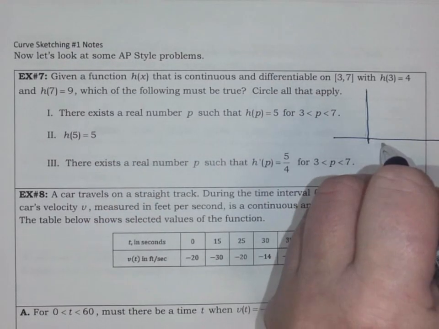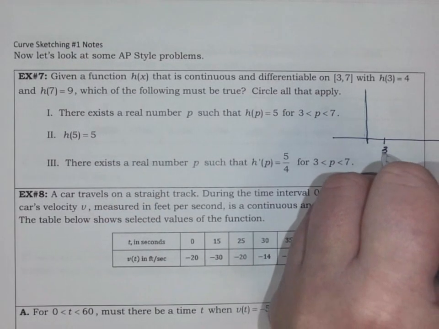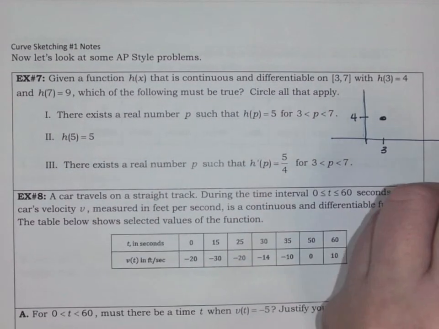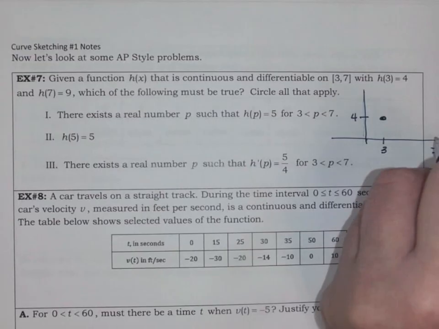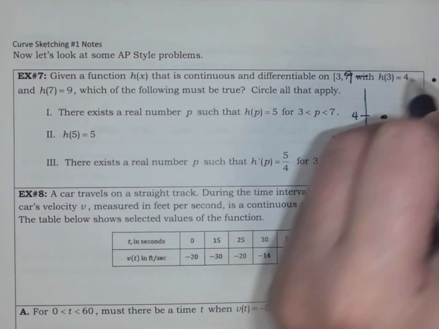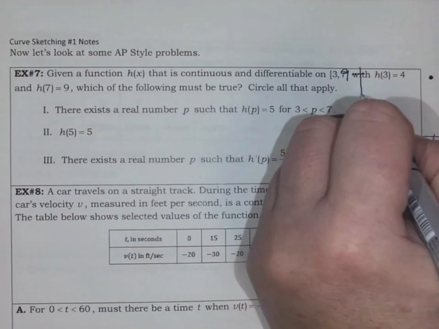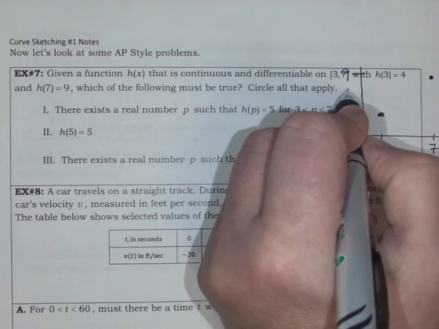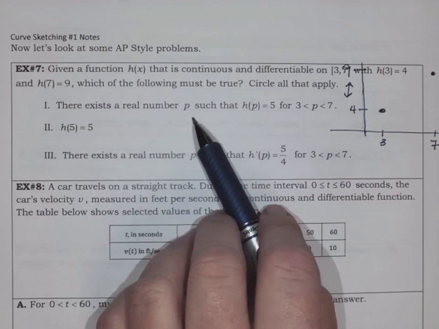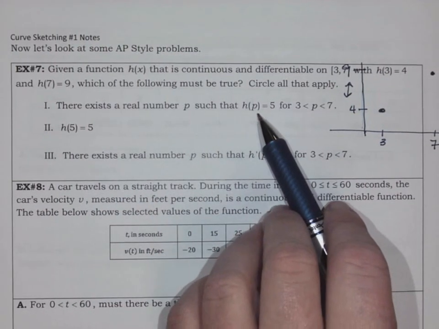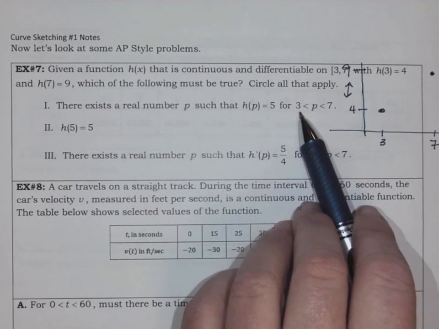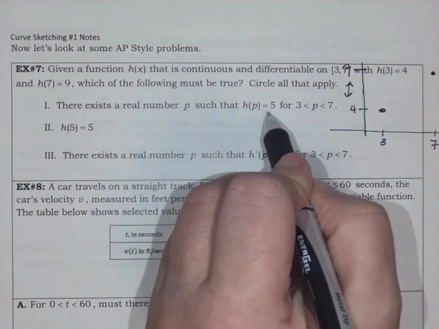So I know if h of 3 is equal to 4, I've got that point right there, and h of 7 is equal to 9, I have that point up there. So my y values need to be between 4 and 9, okay? So there exists a real number p such that h of p equals 5 for p between 3 and 7. So this is intermediate value theorem.